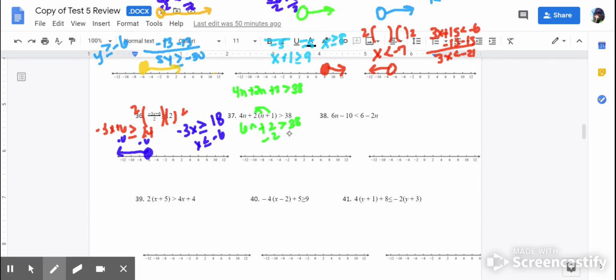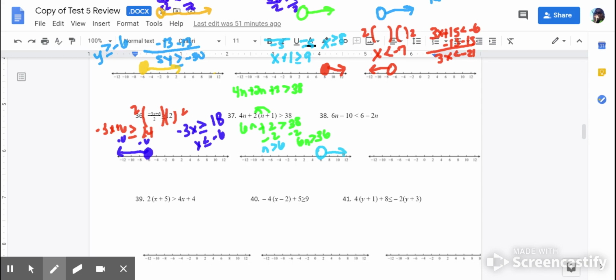I want to subtract 2. Now I'm going to get a nice clean answer. 6n is greater than 36. And when I divide each side by 6, I'll get n is greater than 6. It's going to be an open dot because it is just greater than, and we'll be going to the right.